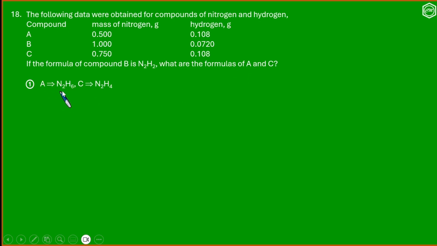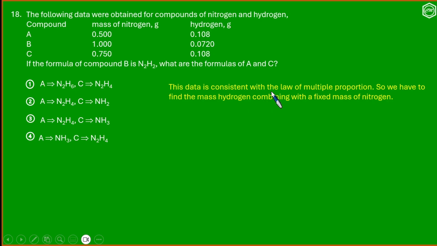Option 1, A N2H6, C N2H4. Option 2, A N2H4, C NS2. Option 3, A N2H4, C NS3. And option 4, A NS3, C N2H4. Since nitrogen and hydrogen form different compounds, this data is consistent with the law of multiple proportions.